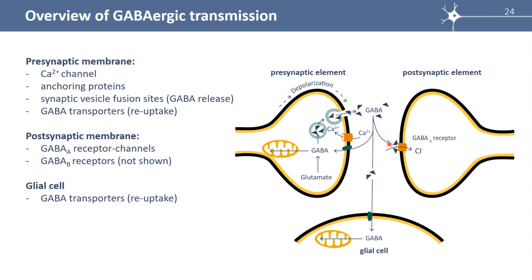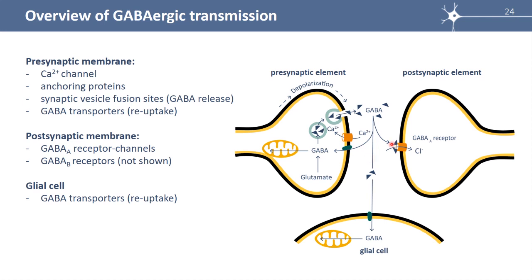So it binds to the GABA receptor and opens it, and chloride ions usually go in. It also binds to transporters here in the glial membrane and transporters in the presynaptic element that help to reuptake GABA and to clear it from the synaptic cleft.